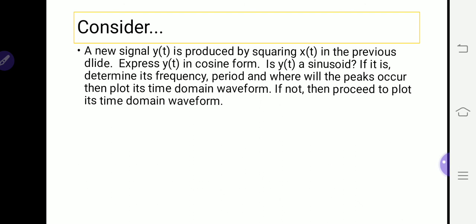Let's say we have a new signal y(t) produced by squaring x(t). We used x(t) in the previous slides. Try to express y(t) in cosine, and find out if it is a sinusoid. If it is, what is the frequency, what is the period, and where does the peak occur? Then plot the time domain waveform. You can try to plot this by using MATLAB.